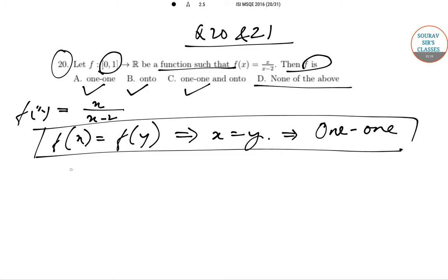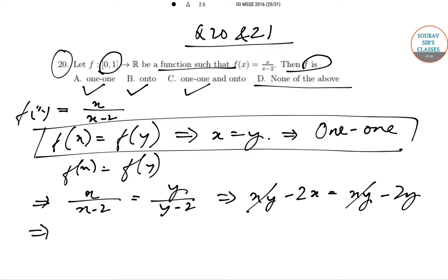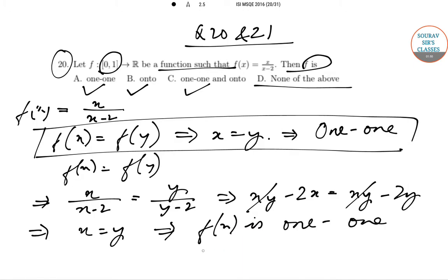Now let us assume that f of x is equal to f of y. This implies that x upon x minus 2 is equal to y upon y minus 2. Upon cross multiplication we get xy minus twice x is equal to xy minus twice y. This implies we cancel out xy. This gives out that x is equal to y, and this implies that f is 1-1.